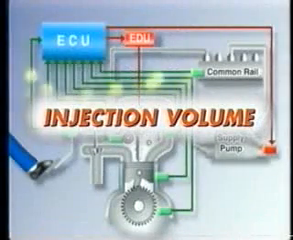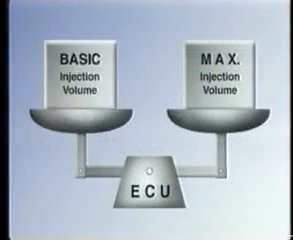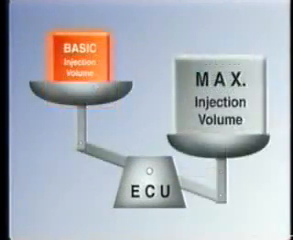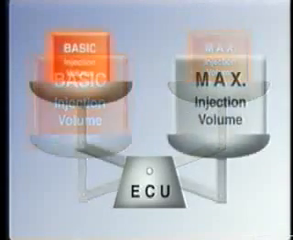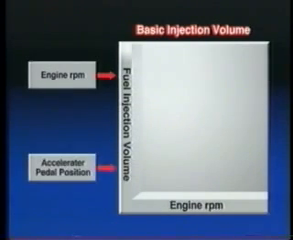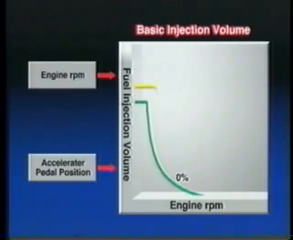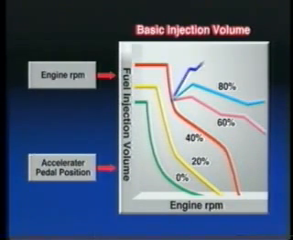How does the ECU determine the injection volume and timing? Let's first look at the injection volume. The ECU calculates the basic injection volume and the maximum injection volume, and whichever is smaller is determined to be the actual injection volume. The basic injection volume is calculated from the engine RPM signal and the accelerator pedal position signal. From these two signals, the injection volume that is required by the driver is calculated.